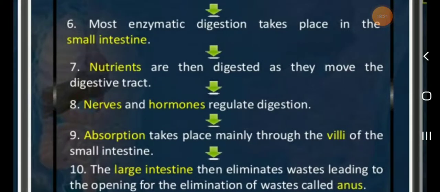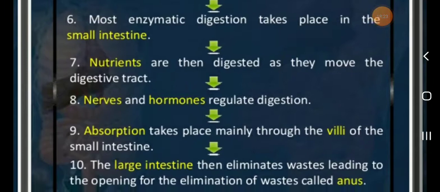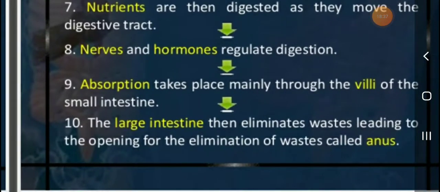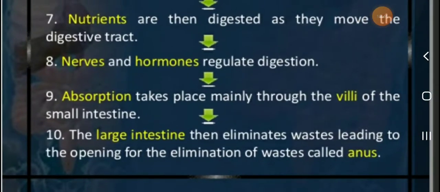Where are nutrients contained? The intake of food contains many types of nutrients. Nerves and hormones regulate the digestion. Absorption takes place mainly through the villi of the small intestine. The villi's main function is absorption. Where are they located? The small intestine has finger-like projections, which are the villi.